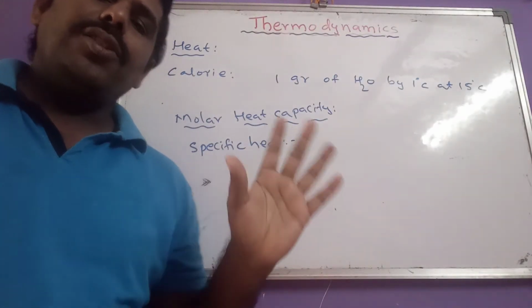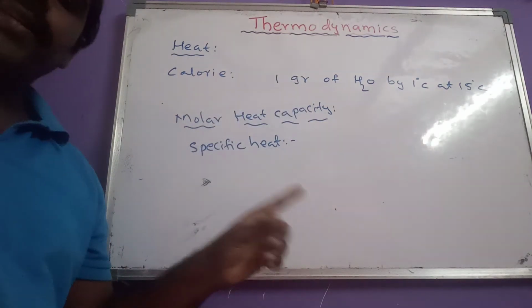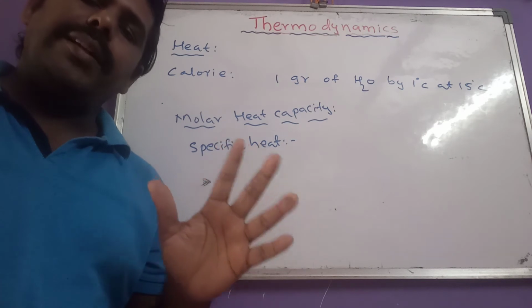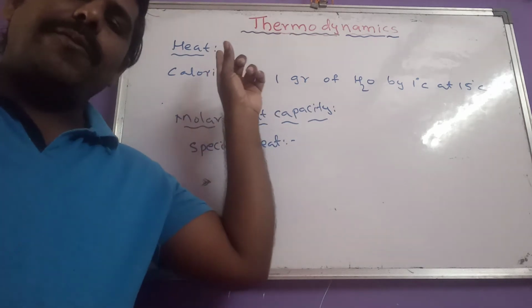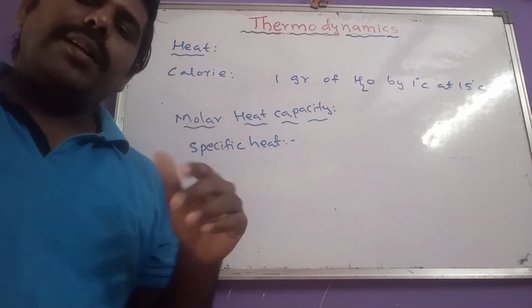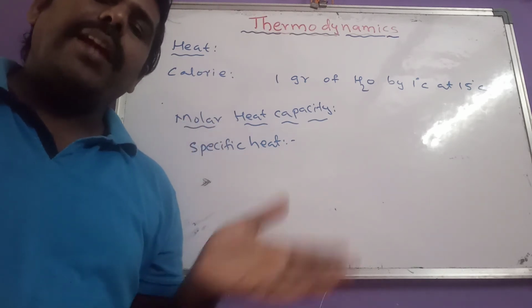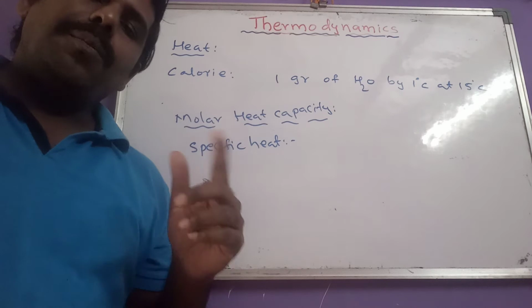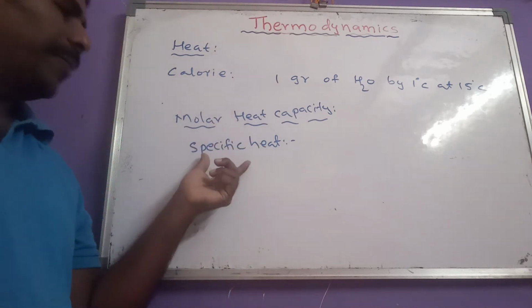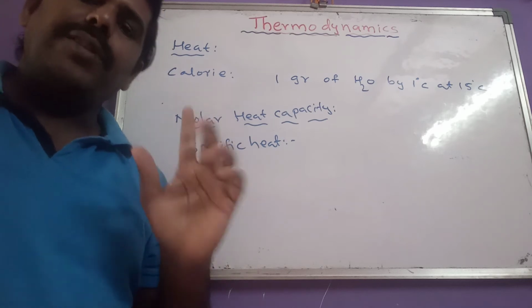Specific heat. In all 4 cases, the change in temperature is 1 degree centigrade, that is common. But what does calorie mean? 1 gram of water. Heat capacity means any amount of substance. Molar heat capacity means 1 mole of substance. And specific heat means 1 gram of substance.